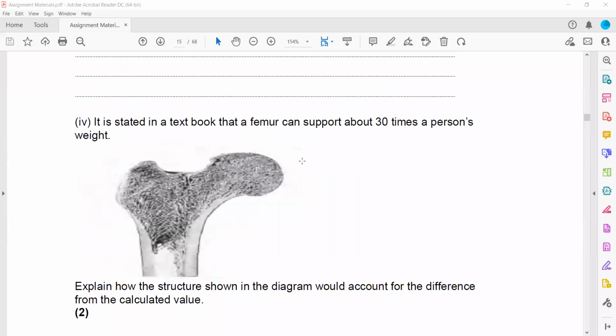And it is stated in the textbook that the femur can support 30 times the weight of a person. Explain how the structure in this diagram would account for a difference from the calculated value. In a textbook, it is said that it can support 30 times the weight of a person. But why practically will it be a different value? Because the area of the bone is not the same. It is different at different places. So as the area is changing, the maximum force which can be applied can also change.